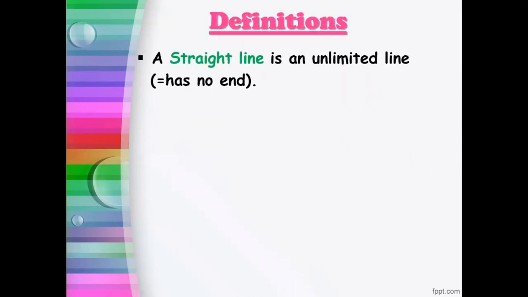Now let's remember what is a straight line. It is an unlimited line. It has no end. Look, it is a straight line. We can elongate this line. It has no end.